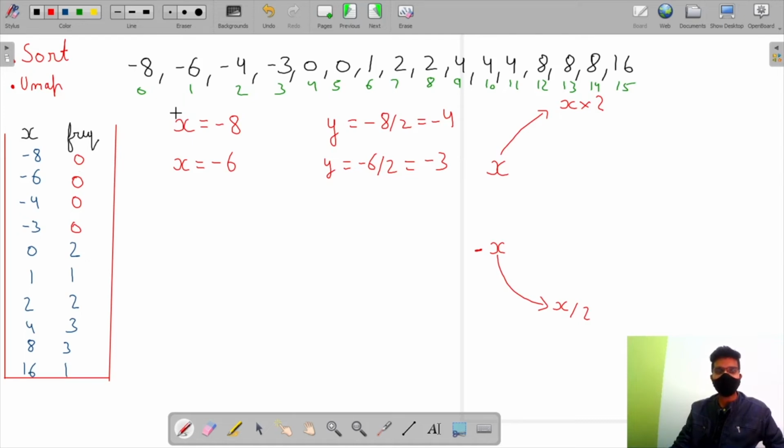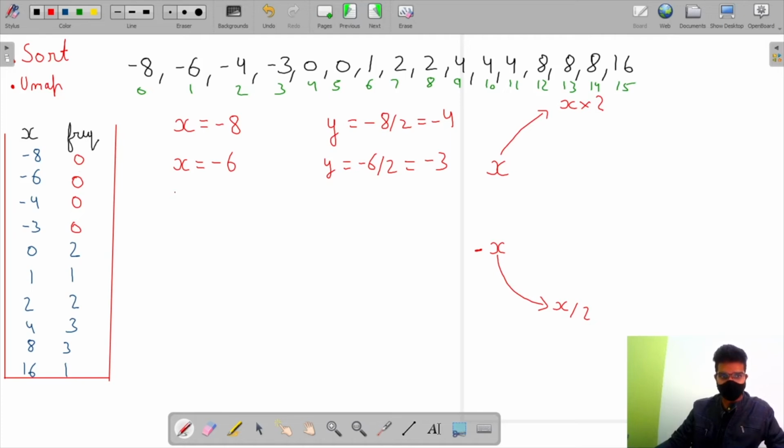So I don't need to do anything now. I'll move further. Then again, I go to -3 now. Now again I check the frequency of -3 is 0. That means I've already used it. I need not check it again. Right. Now x is equal to 0.